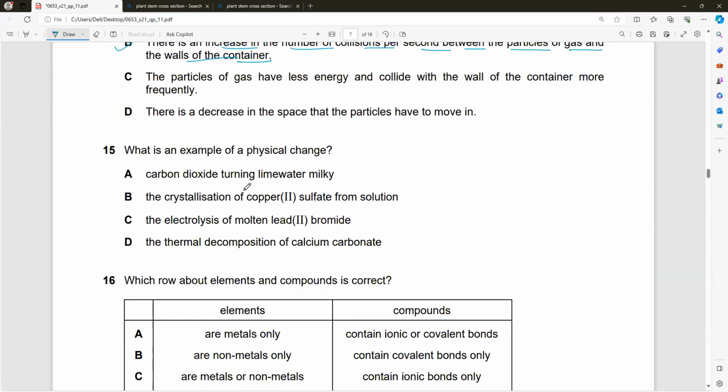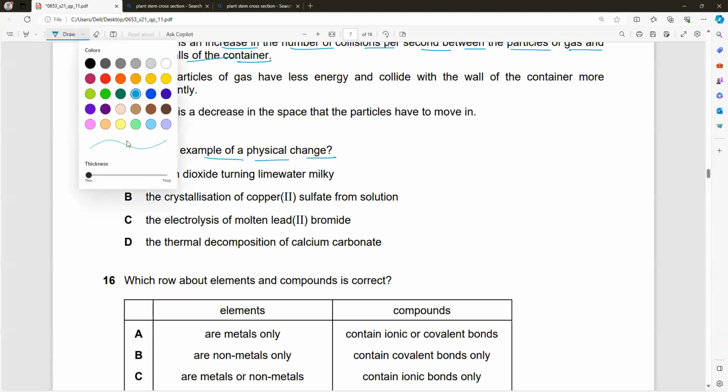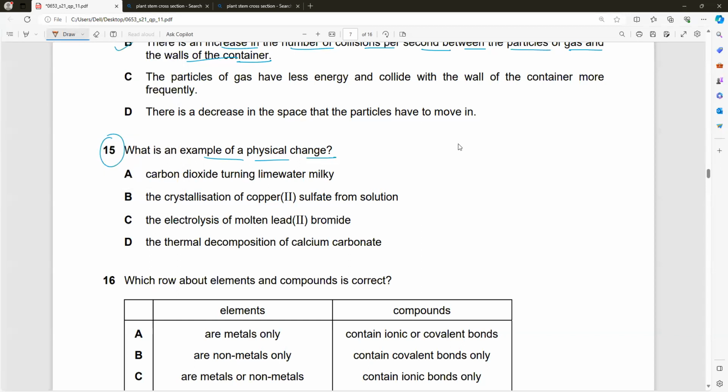Next. What is the example of physical change? Last year in the board exam, this question came. I told you some of the toppers made a mistake. They asked what are the examples of chemical change there, but now here they are asking physical change. They were unable to identify it and they lost the mark. It's a very simple question.